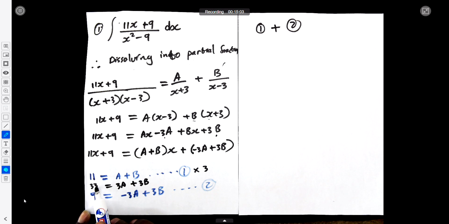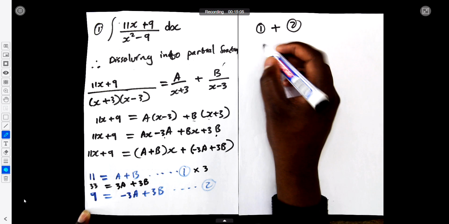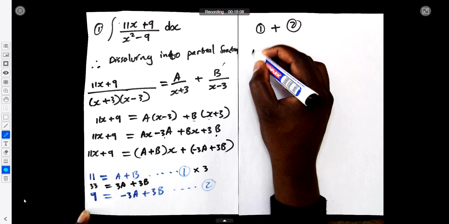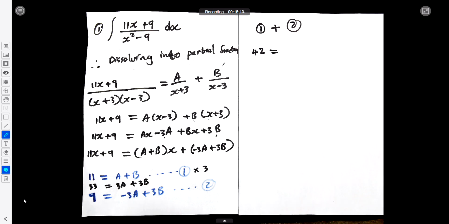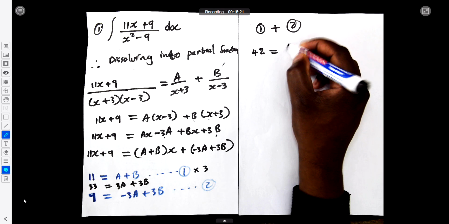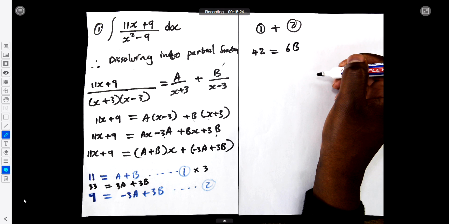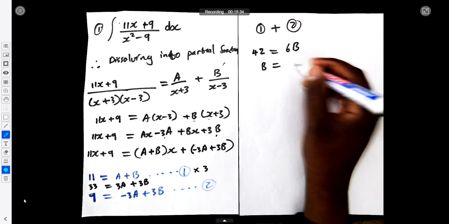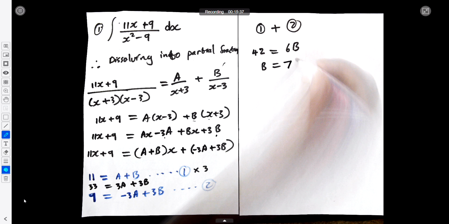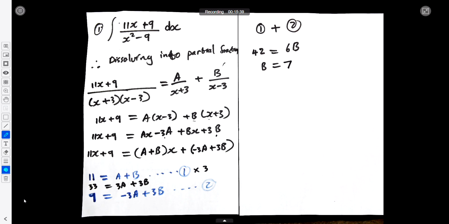So let us add 33 plus 9, which is 42. So we have 42 equals 6b. I hope you see 3a plus minus 3a is 0, it's out. So 3b plus 3b, we have 6b. From there, we can now solve for b. So what is 42 divided by 6? It's 7. So the value of b is equal to 7.